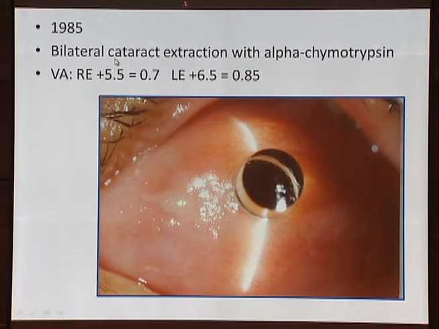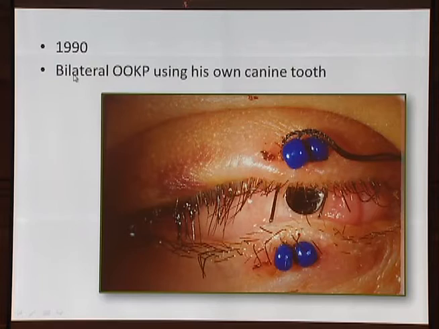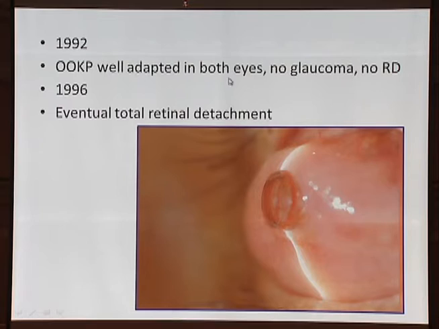So years later, he had bilateral cataract extraction with alpha chymotrypsin. And this is the vision in the right eye, 0.7, and on the left eye, 0.85. But years later, there was bilateral prosthesis extrusion. So in 1990, what Dr. Temprano decided to do was already to use the patient's own canine tooth. And in 1992, the OOKP was well adapted in both eyes with no glaucoma and no retinal detachment. And unfortunately, he had eventual total retinal detachment in one eye.